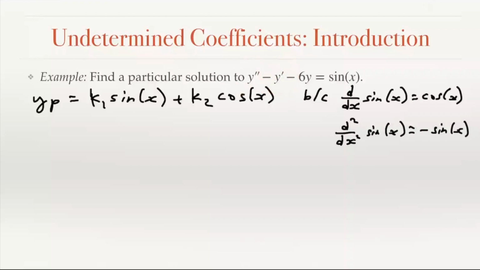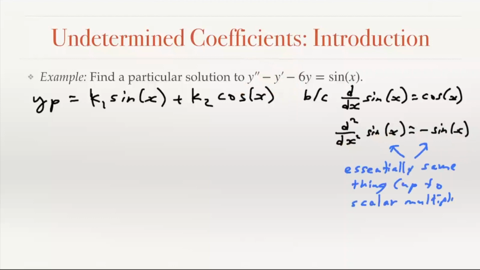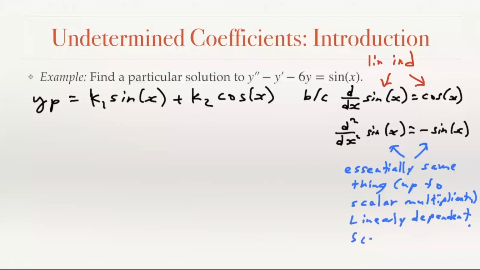And then for the y double prime, the double derivative is negative sine, and we want to think of it as basically the same thing up to scalar multiplication, which is all we care about since we're taking scalar multiples anyway. However, these two are fundamentally different. They are linearly independent. These two are scalar multiples, linearly dependent. What we want to do is guess an arbitrary linear combination of the derivatives of the right-hand side, since we're taking derivatives.